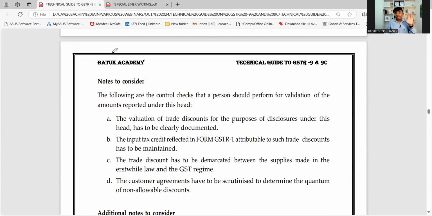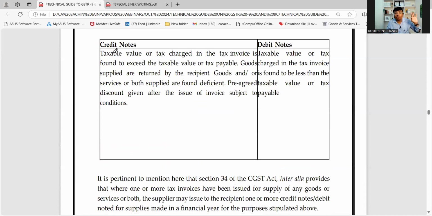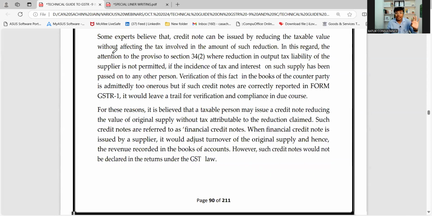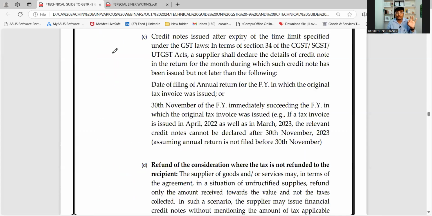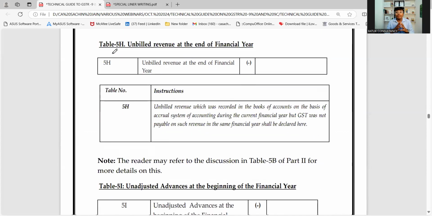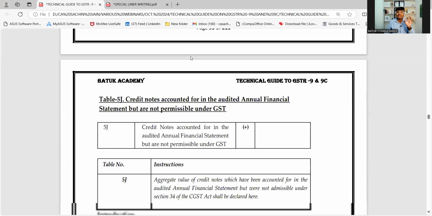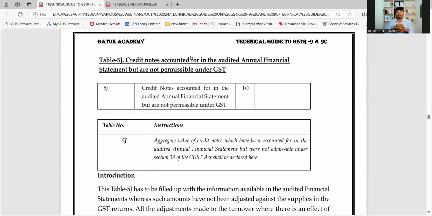Okay, I suppose the reasons are also clear in your mind that why these type of clauses are there related to the reconciliation of audited financial statement and the reconciliation of the GSTR-9. Unbilled revenue at the end of financial year and unbilled advances, unadjusted advances at the end of financial year, you need to make the necessary adjustment for the same.